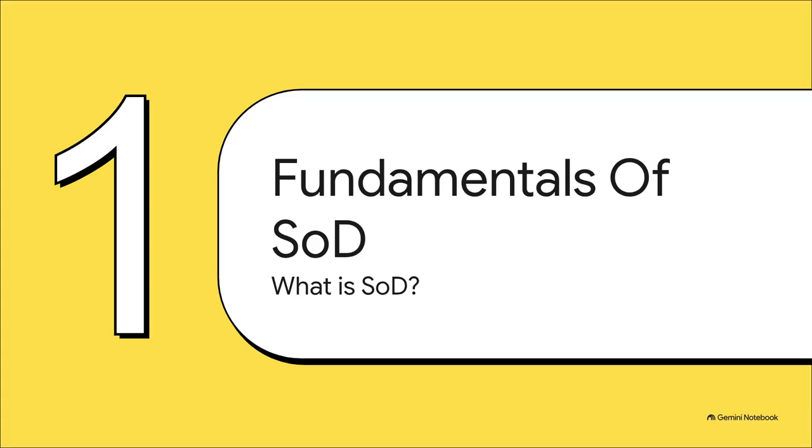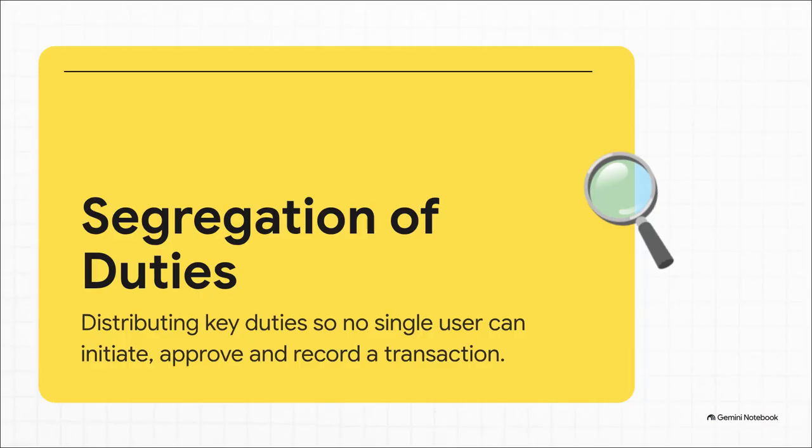Let's lay the groundwork. So what exactly is segregation of duties? Well, it essentially means distributing key responsibilities and authorities across different users so that absolutely no one can initiate, approve, and record the exact same transaction in your ERP. Think about it. Imagine if you could buy yourself a brand new, wildly expensive gadget and then turn around and approve the company paying for it. Yeah, no way. That's a massive risk. Distributing these tasks is how we stop that from happening.